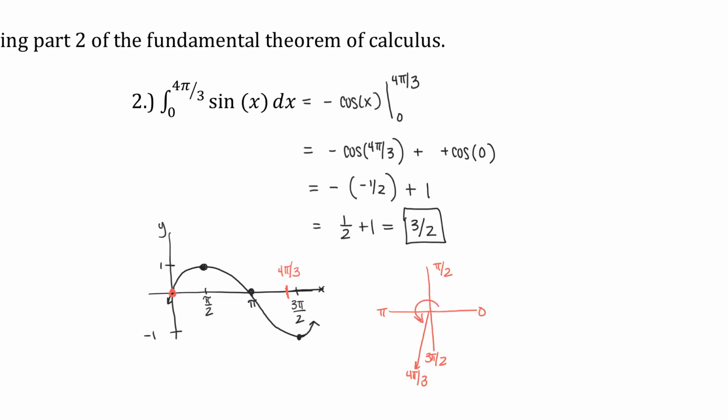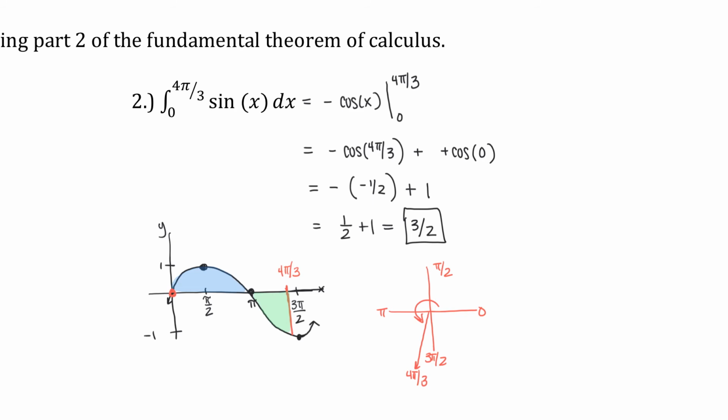All right. So what you just found was, if I were to take the area above the curve, so all of this blue area, minus the area below the curve, you would have 3/2 of a unit, so 1.5 units.